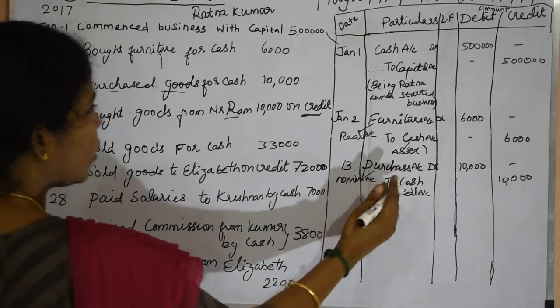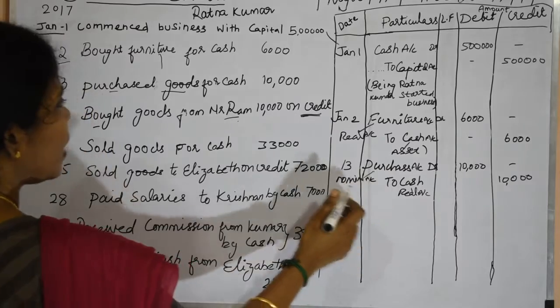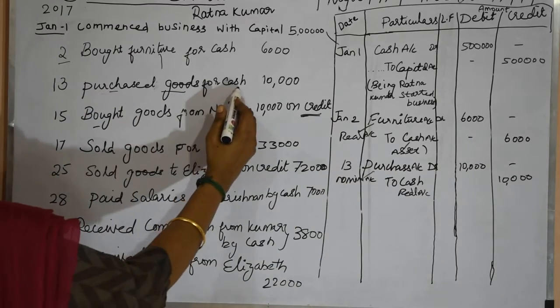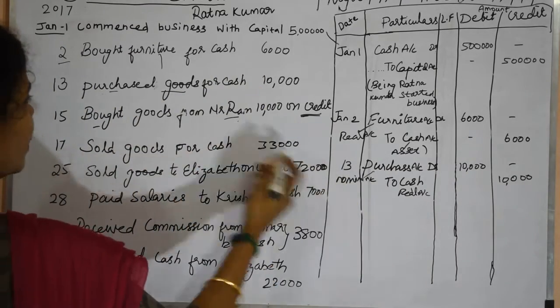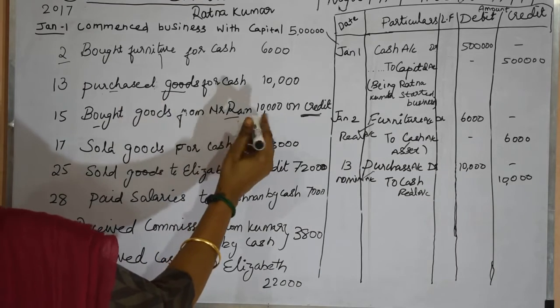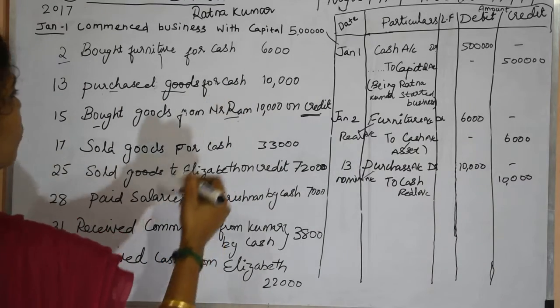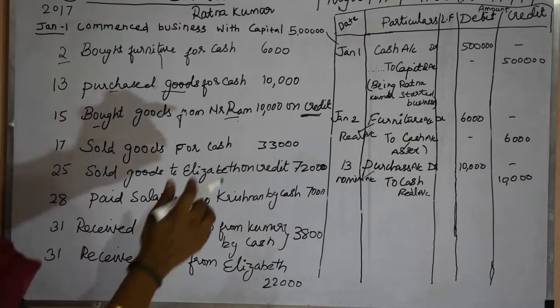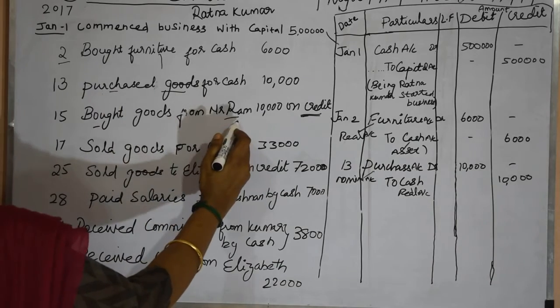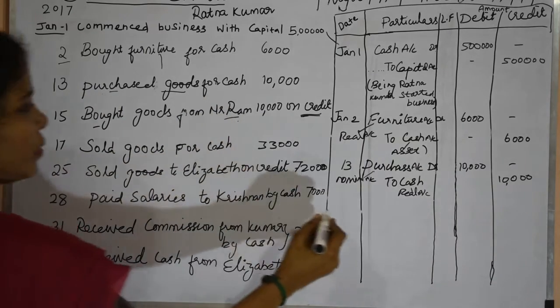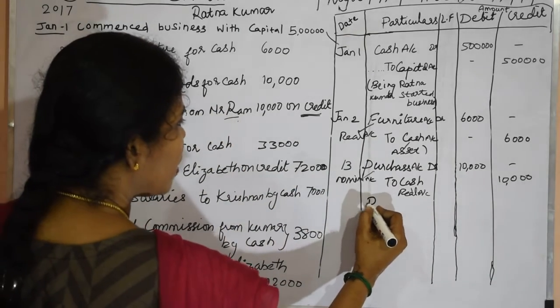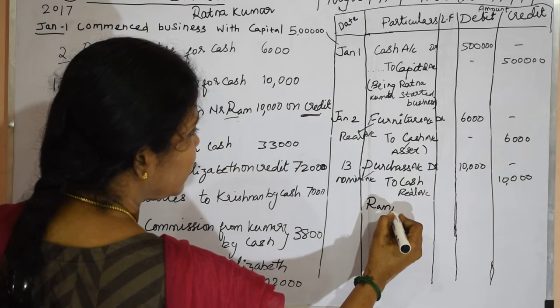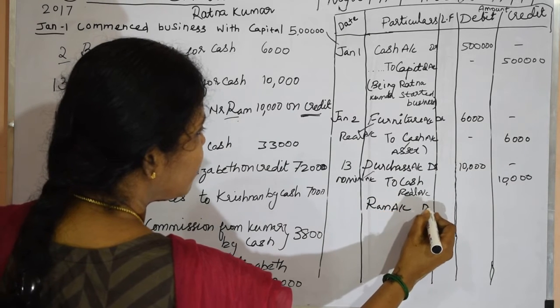In the purchase column we write purchase because we are purchasing for cash. But here we have to write the name of the person to whom we are purchasing, because we have to pay him after one month or two months or whatever it is. So we have to write the name of the person. So here we have to write Ram account, because we are purchasing it on credit.